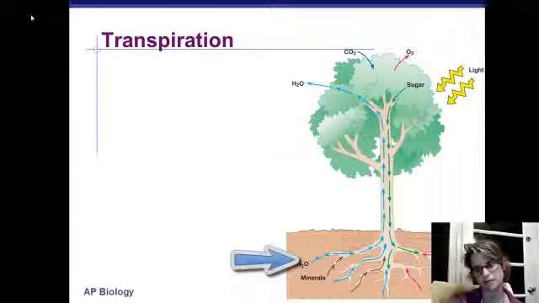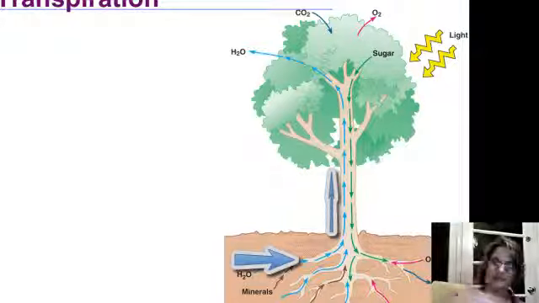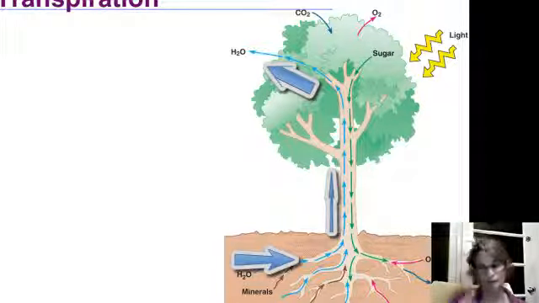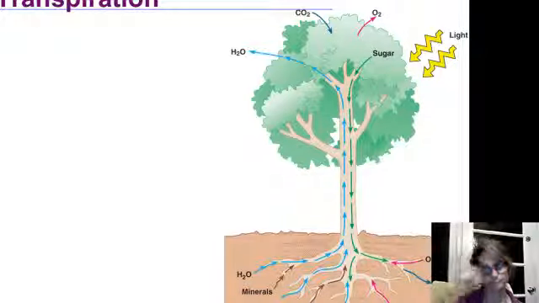It moves up into the tissues of the plant where it is used for a variety of purposes, hits the leaves, and then it doesn't just stay there. It exits some of it, not all of it, some of it is used, but some of it exits through holes in the leaf surface called stomata, which you may remember learning in the past.